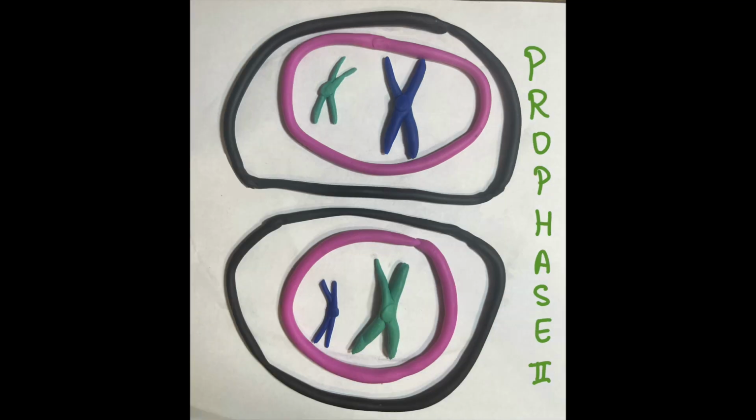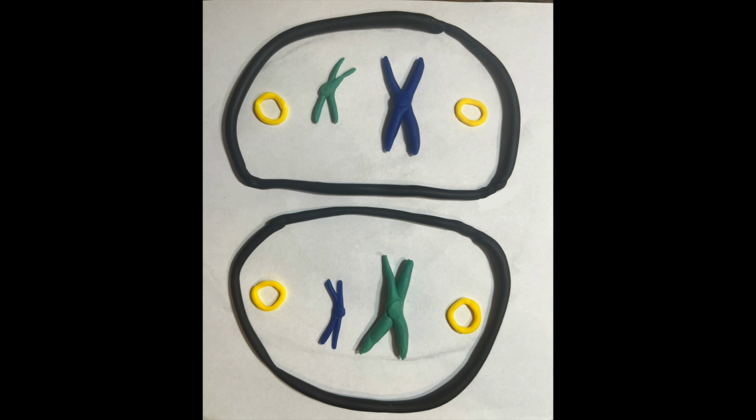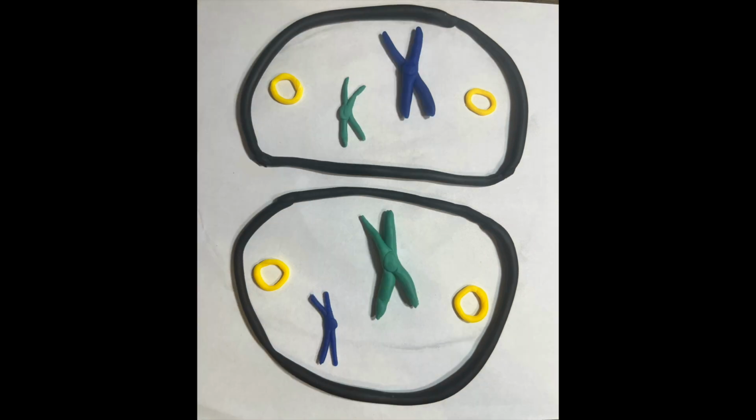In prophase 2, the nuclear envelope breaks down and the spindle fibers form. During prophase 2, homologous chromosomes do not pair up like they do in prophase 1, but rather the chromosomes line up randomly at the equator of the cell, which is known as independent assortment. There is no crossing over during prophase 2 as it occurred during prophase 1.